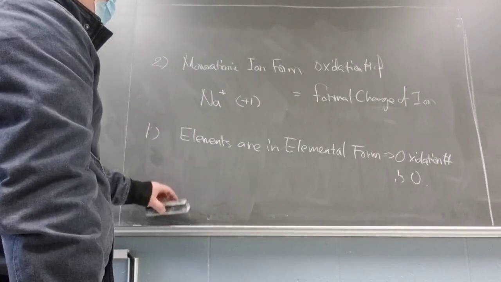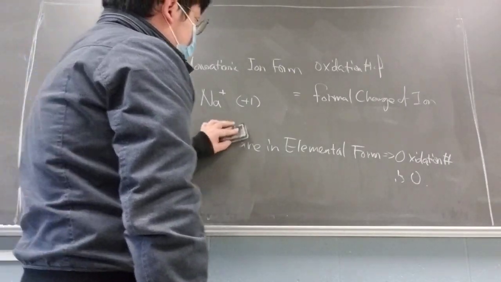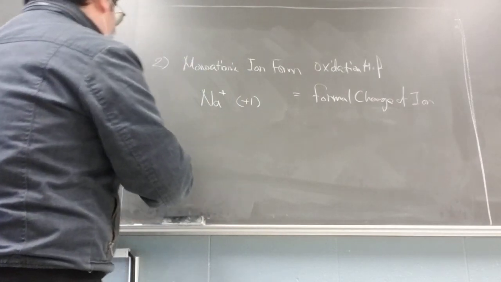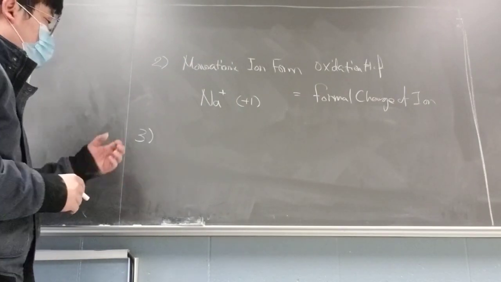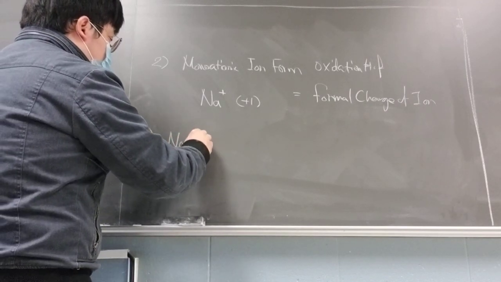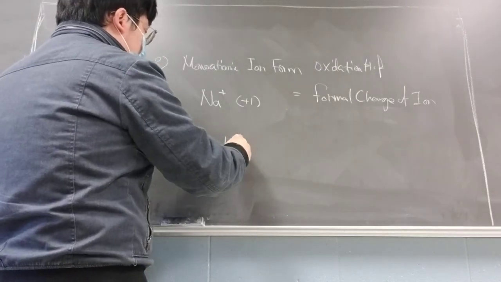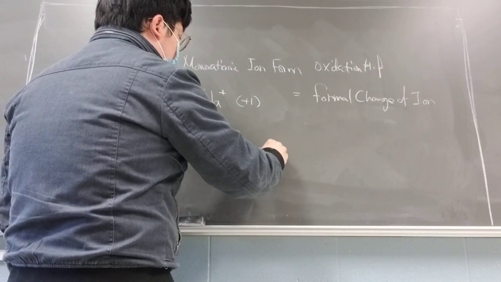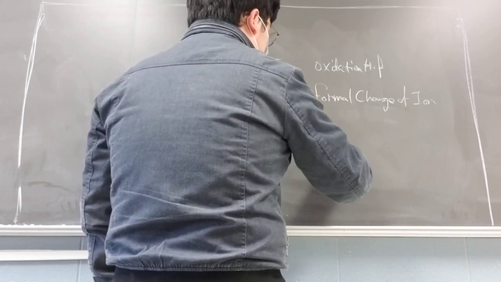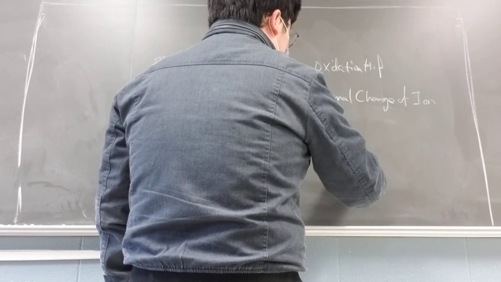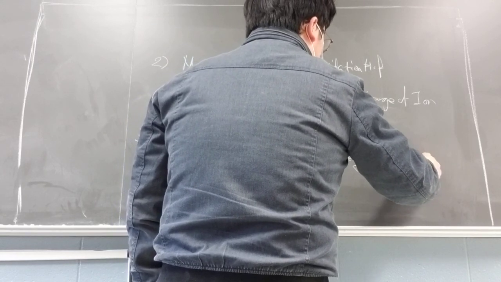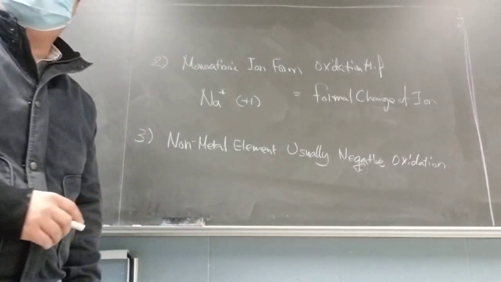Okay, that is the second one. Okay, the third one is a bit tricky, so don't worry about it. I'll also do a practice problem for this one, but you can say non-metal elements usually, I say usually, not always, usually have a negative oxidation number. But there are a few exceptions. I'm gonna tell you sometime soon today.